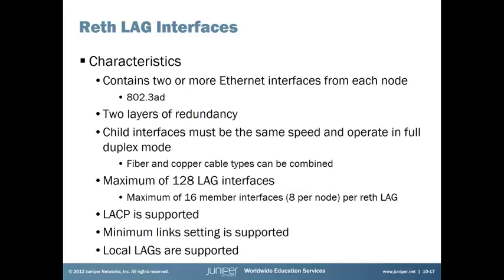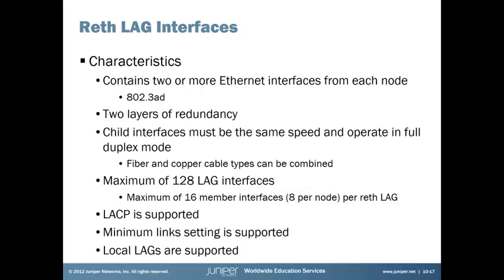So what we get is the combined bandwidth of the two reth interfaces. We also get double redundancy, so that if some of the channels fail, we've really got, if we take a couple of reths and bundle them together, 4 physical interfaces involved in this process. Only 2 of them are active, but we've still got this built-in failover as well. Additional built-in failover. 2 layers of redundancy. So the child interfaces must be the same speed and operate in full duplex mode. Fiber and copper cable types can be combined. So here we are. Combine those, no problem.